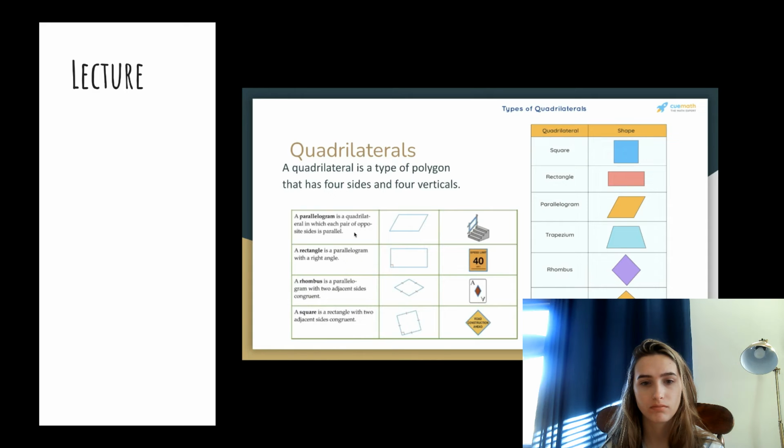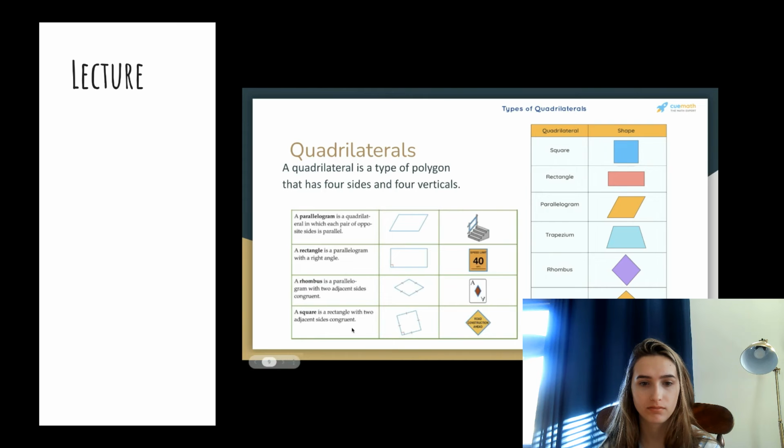So a parallelogram is a quadrilateral in which each pair of opposite sides is parallel. So here's an example right here. This is a parallelogram. A rectangle is a parallelogram with a right angle, as you can see in this corner. A rhombus is a parallelogram with 2 adjacent sides that are congruent.